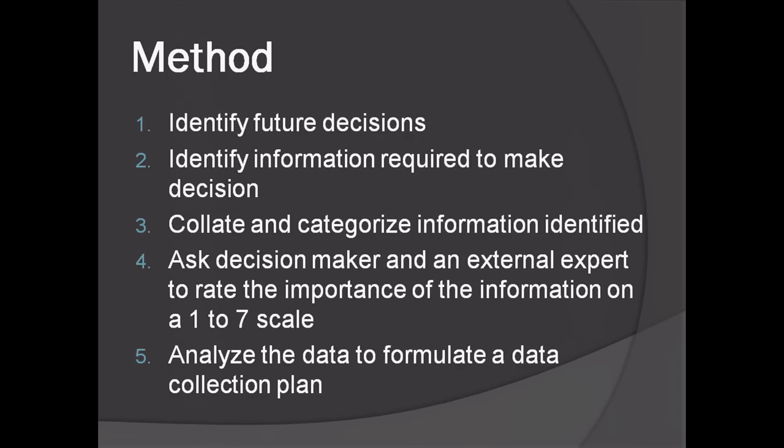Third, this information will be collated and placed into general categories. Fourth, the primary decision maker and an outside expert will rate the importance of each information need on a 1 to 7 scale. It is important to emphasize here that when determining which information needs are important, what people need for success is a greater priority than what they want. Lastly, the numerical data will be analyzed to formulate a prioritized data collection plan.